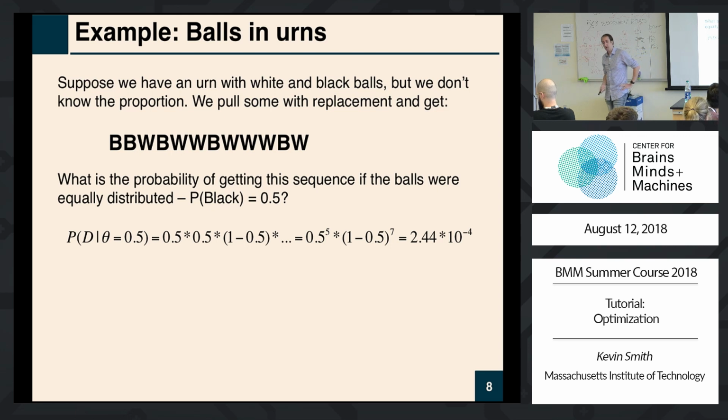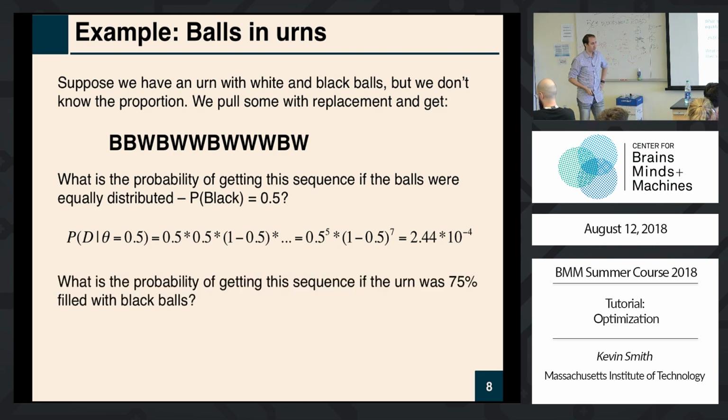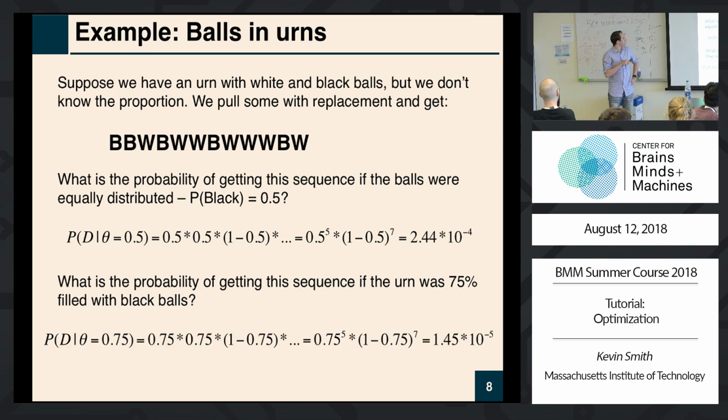But we can try a different parameterization of that model as well. We can say, what if the urn had 75% black balls? Well, now the probability is 75% chance of getting black, 75%, 25% chance of getting white, 75, so on and so forth, and expand it out and get this lower number. A nice thing about this is now that you have the structure of there's this binomial distribution, you can define the likelihood as a function of, well, what do you think the probability of getting a black ball is?